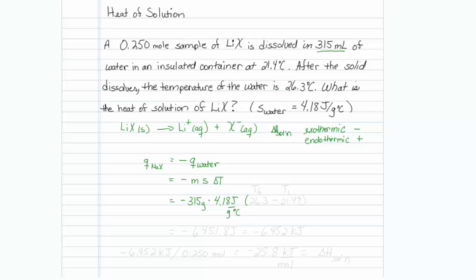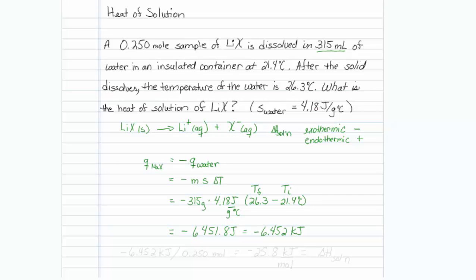And as far as the temperature change, the final temperature is 26.3, right? That's T final. And the initial temperature is 21.4 degrees Celsius. So when we subtract that and multiply it out, we get a value of minus 6451.8 joules. Now, usually we work in kilojoules in chemistry, so that would be minus 6.452 kilojoules. We're not quite done yet, though, because that is for our 0.25 moles of material.